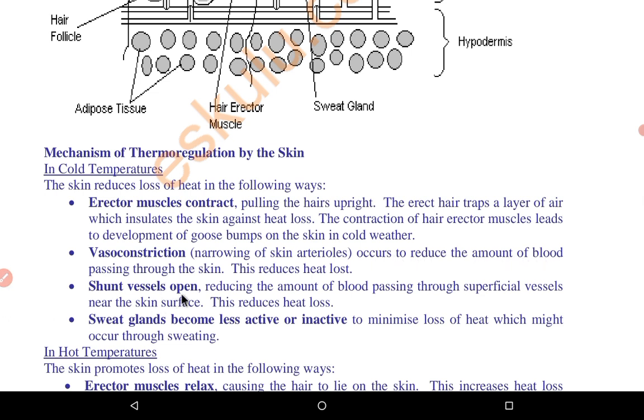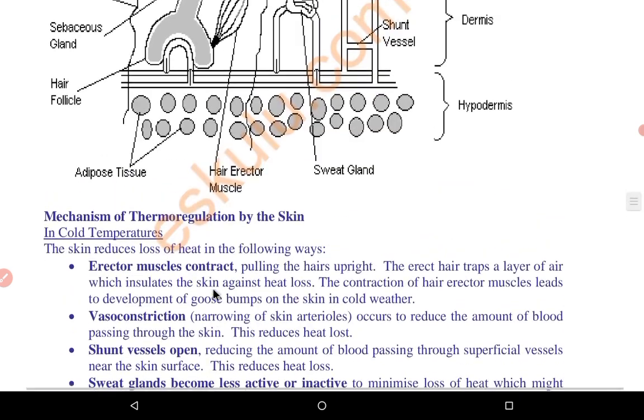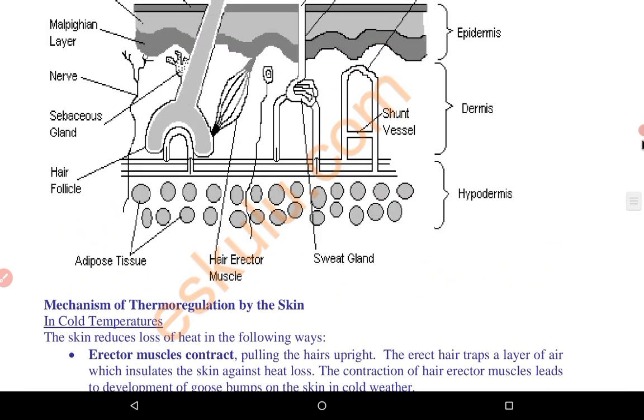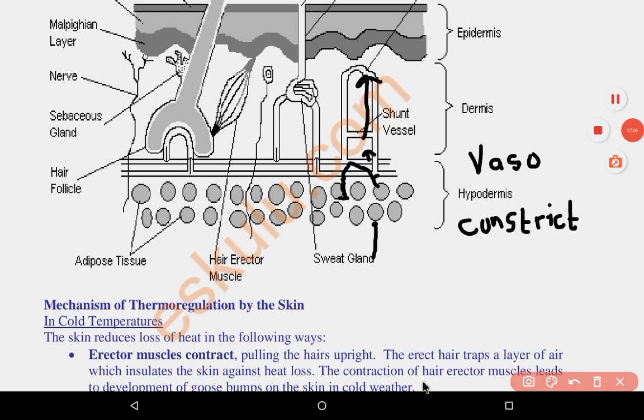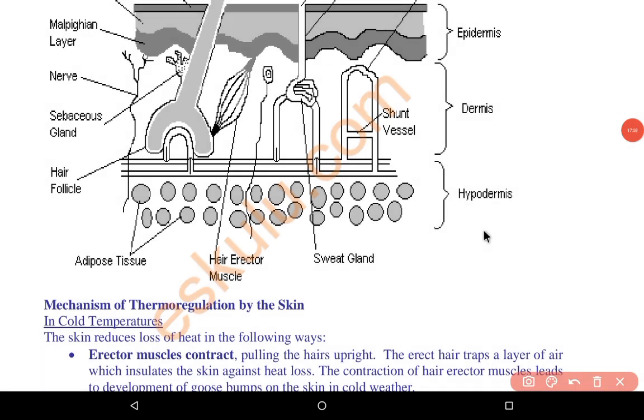The blood vessels also shunt. To shunt is to make a corner. So you find that the blood is supposed to go all the way up, but because once it reaches here the heat is taken out, the blood will shunt here and just go like this, meaning no heat will be lost. So that is what we call shunting.